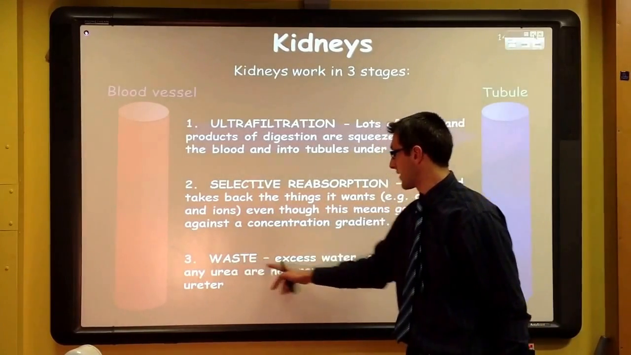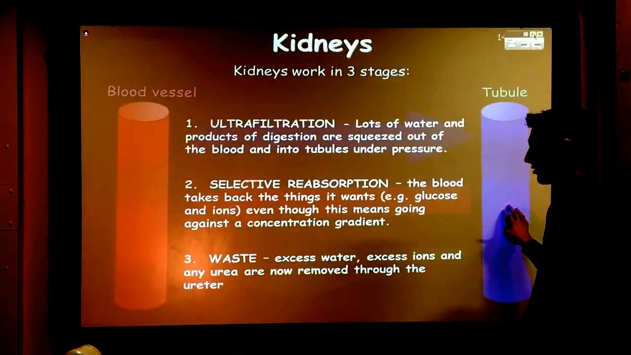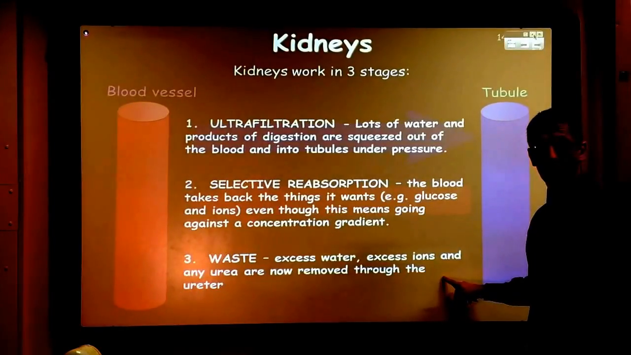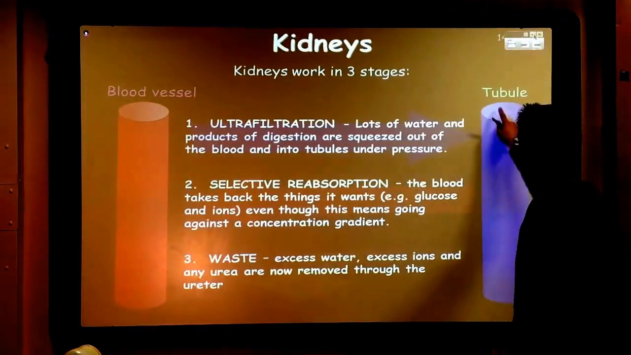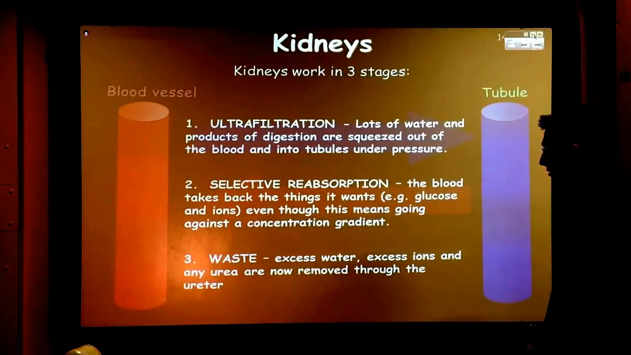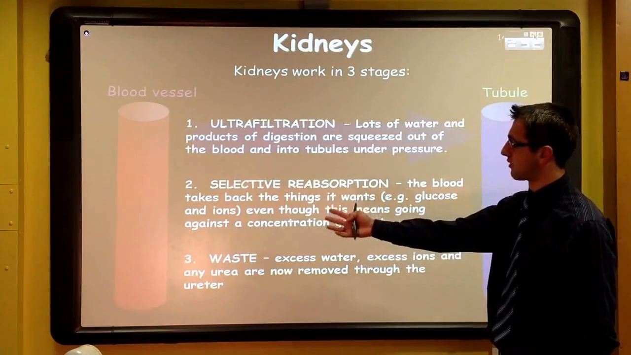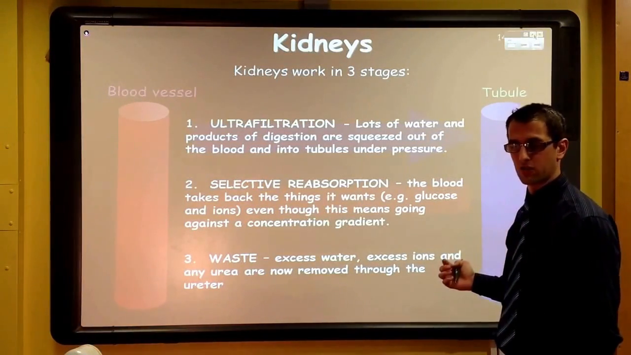And then any waste products, the leftover water, so it's excess water, excess ions, that key term being excess there, and the urea, which is being removed by the kidneys, all exits the kidney via the collecting duct from the tubules. But it's excess water, not all the water being either retained nor excreted from the body.